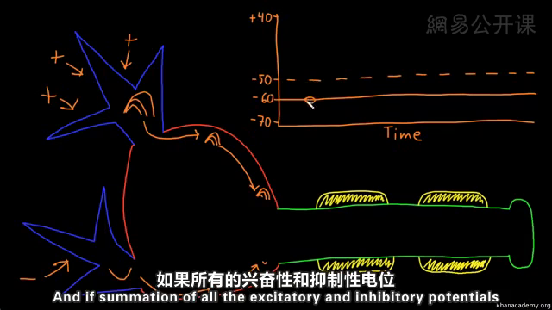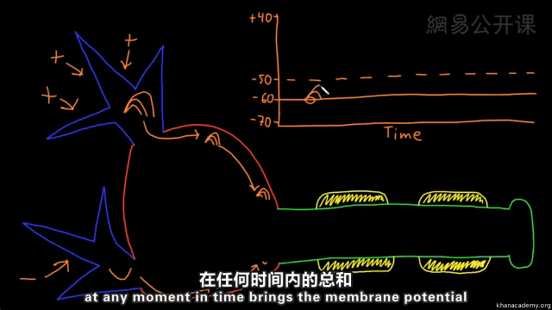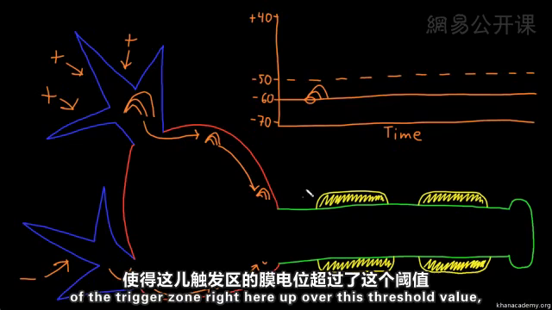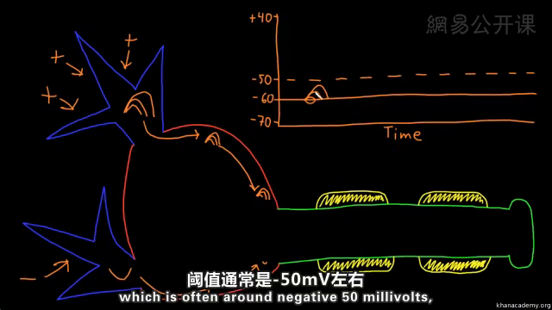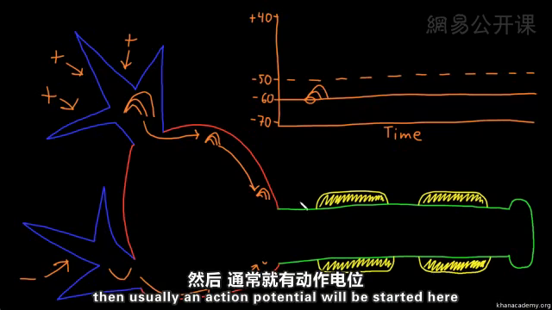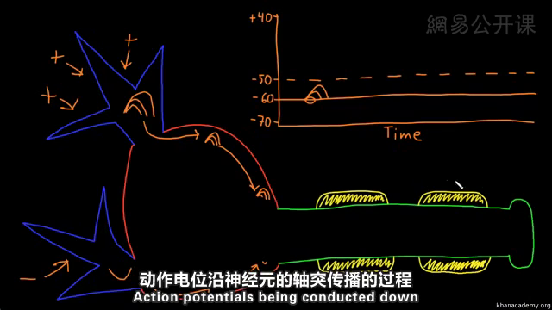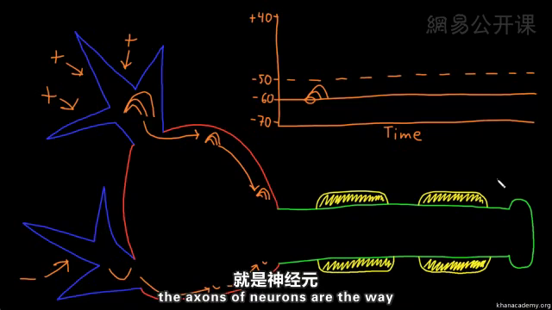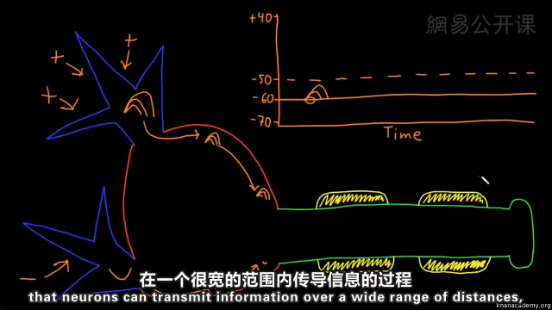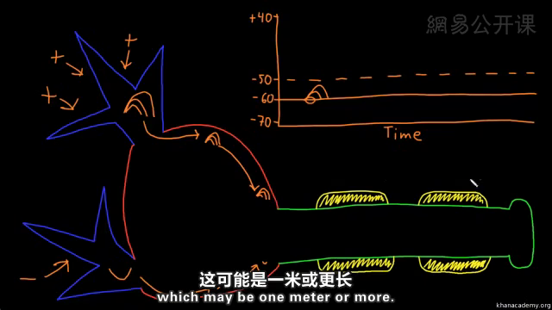And if summation of all the excitatory and inhibitory potentials at any moment in time brings the membrane potential of the trigger zone right here up over this threshold value, which is often around negative 50 millivolts, then usually an action potential will be started here at the trigger zone and conducted all the way down the axon. Action potentials being conducted down the axons of neurons are the way that neurons can transmit information over a wide range of distances, which may be 1 meter or more.